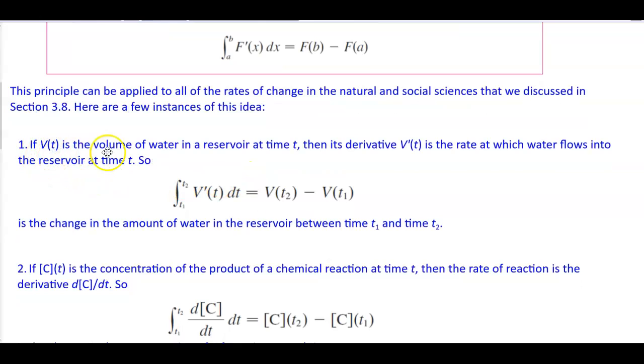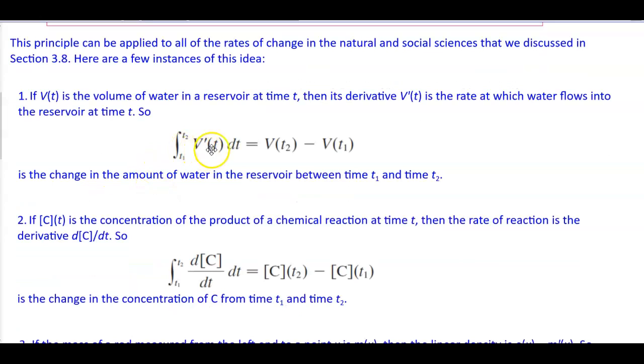If V of t is the volume of water in a reservoir at time t, then its derivative V prime of t is the rate at which water flows into the reservoir at time t. So the integral from t1 to t2 of V prime of t dt is going to equal V of t2 minus V of t1, which is the change in the amount of water in the reservoir between time 1 and time 2.